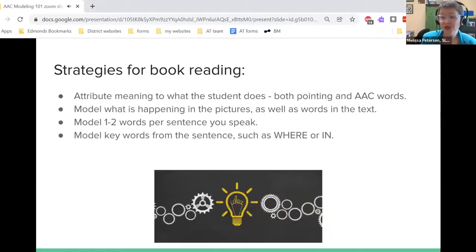All right, so just to summarize that, if you're reading a book with a student, you want to attribute meaning to what the student's doing. So if they're pointing at something, you could talk about what they're pointing at. Model what's happening in the pictures as well as the text. It's easier to think about modeling the text because you can see the words there, but also model what's happening in the pictures and talk about the pictures, because that's the same thing that we would do with kids who are typically developing if we're reading a book with them: we just talk about the pictures. Model 1 to 2 words per sentence and focus on those keywords like where or in.